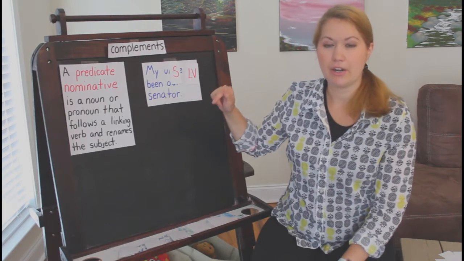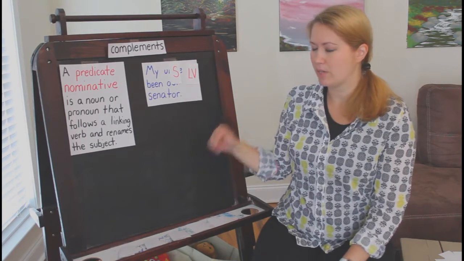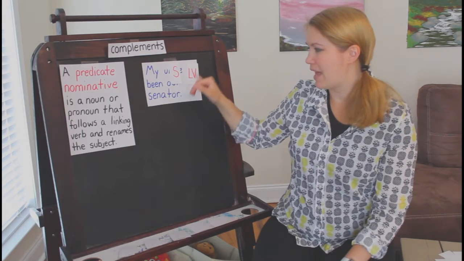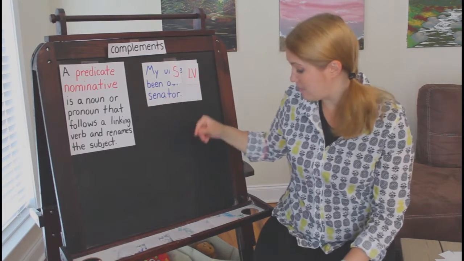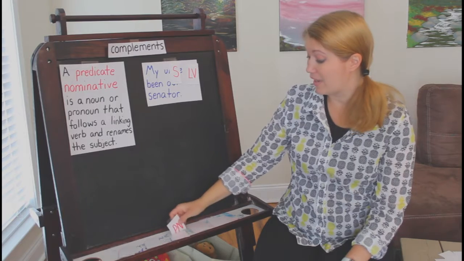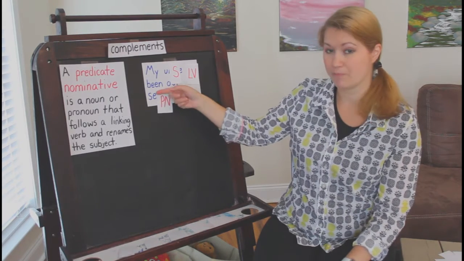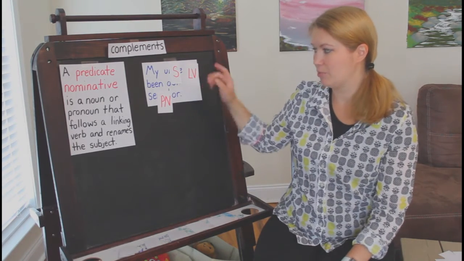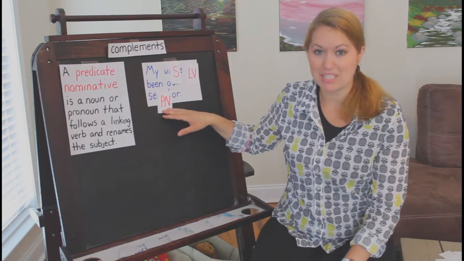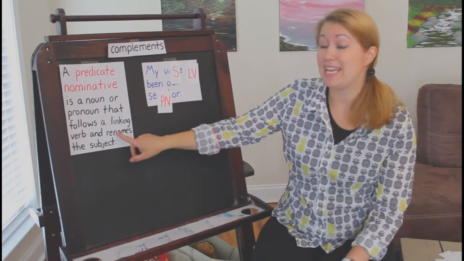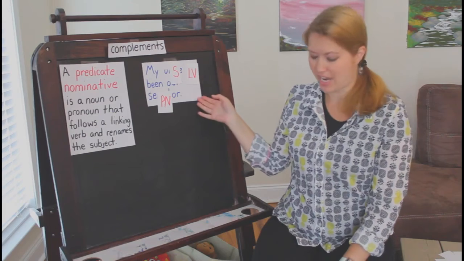Our senator. So let's see, can we say it backwards? Senator has been my uncle. We can say it backwards. So that one needs a predicate nominative. We have a noun coming after that linking verb. So this one's a predicate nominative, a noun renaming our subject.